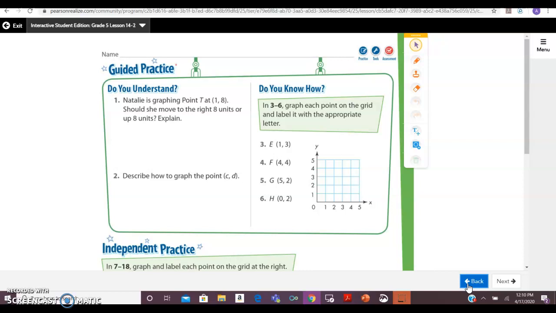All right, you guys, let's start with number 1, guided practice. Do you understand? Natalie is graphing point T at 1, 8. Should she move to the right 8 units or move up 8 units? Explain. Number 2, describe how to graph the point CD. Number 3 through 6. Use the ordered pairs to graph the points on the grid. So you're going to graph each point on the grid and label it with the appropriate letter. All 4 points are going to go right here on this grid.